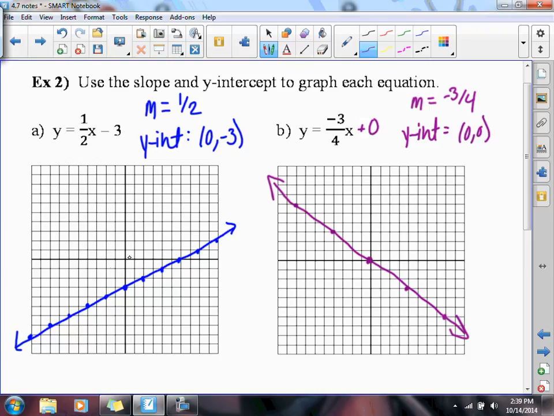Now my graph in part A had a positive slope, so you can see that from left to right, my line is going up. It's kind of like if you were in a little car and you were driving uphill, that's got a positive slope. And in part B, my slope was negative 3/4, so that means my line should be going down. So from left to right, as I look at this graph, I am going down. Just like if we were in a little car, we'd be going downhill. If we were on a roller coaster, we'd be going down there.